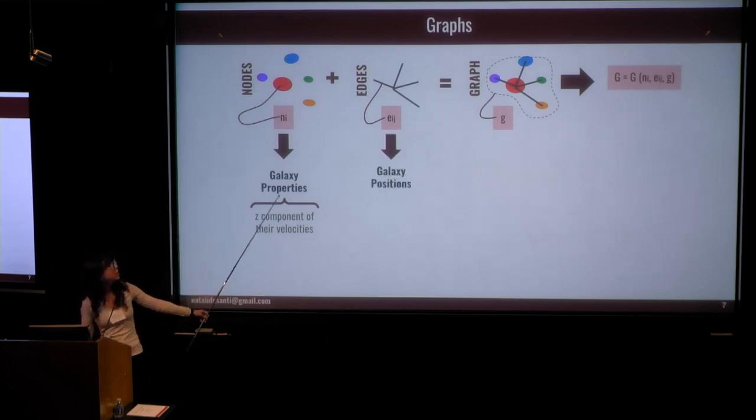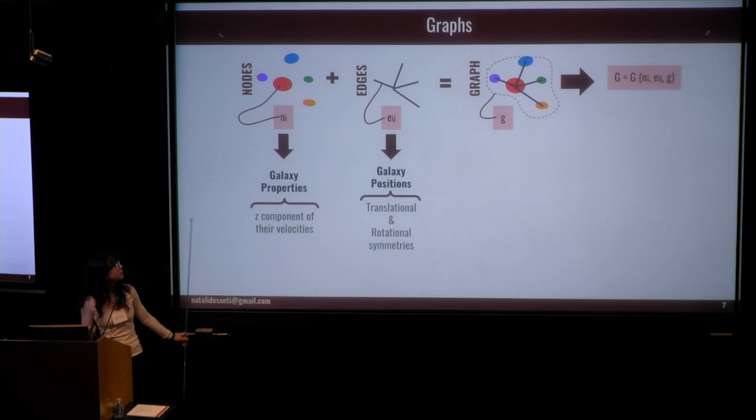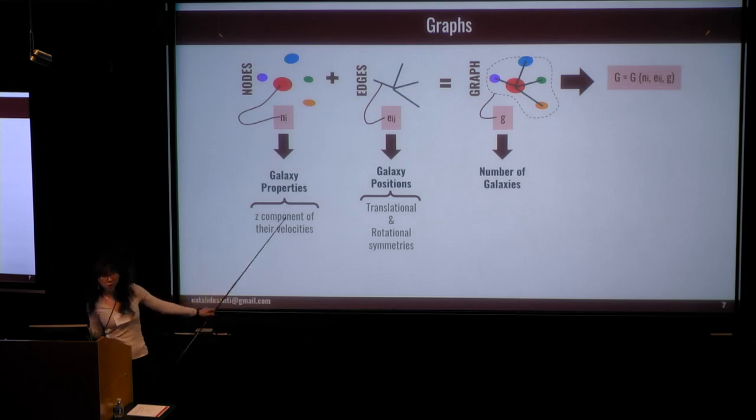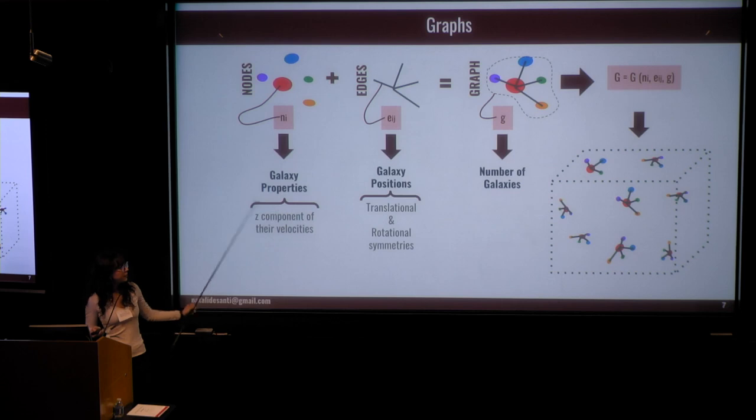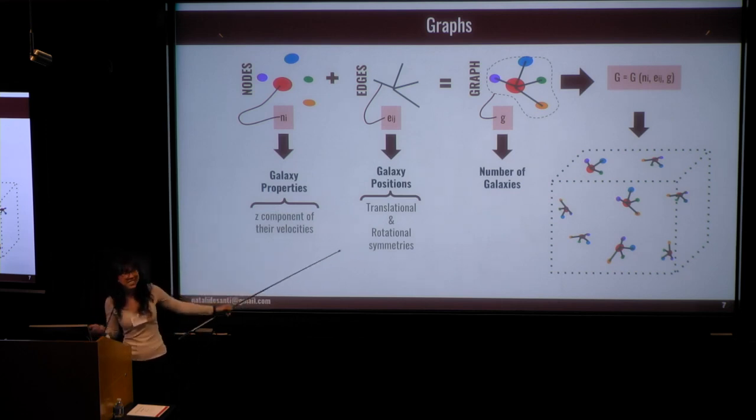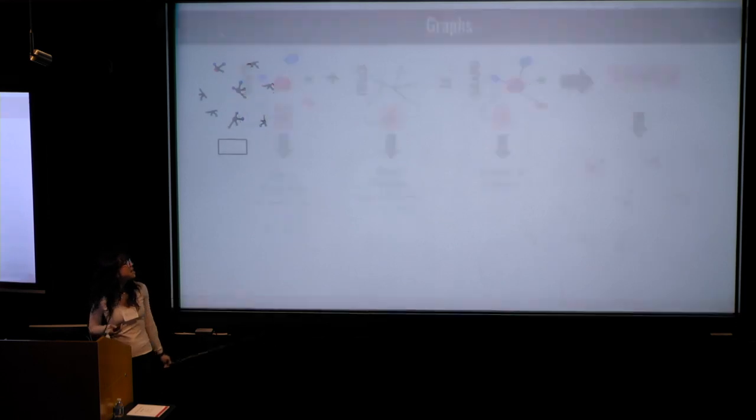The edges we determine by taking into account the positions of the galaxies, and then we consider the edge attributes just to take into account translational and rotational symmetries. Our global property is the number of galaxies. And then each one of these galaxy catalogs is going to be a graph for us, which you can see in this pictorial version right there.